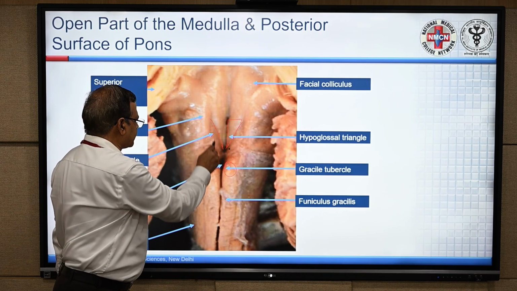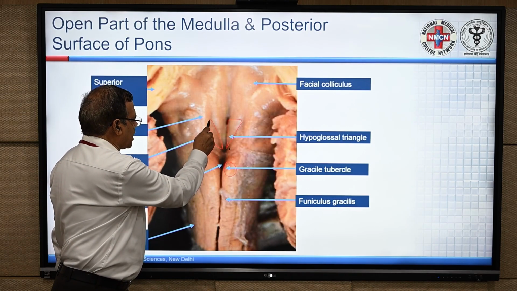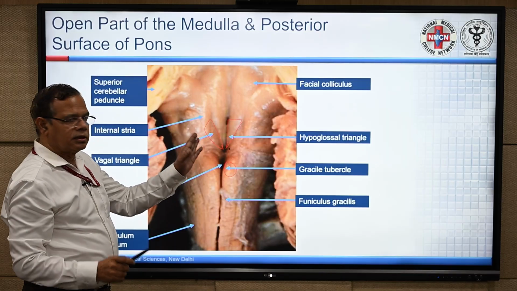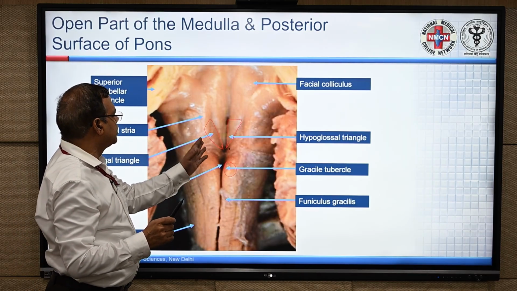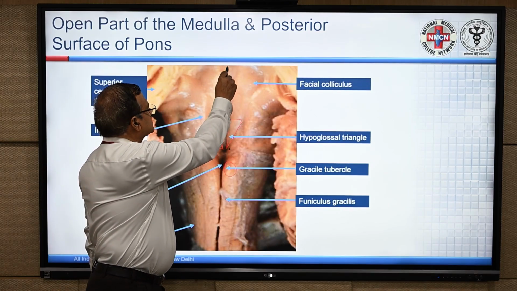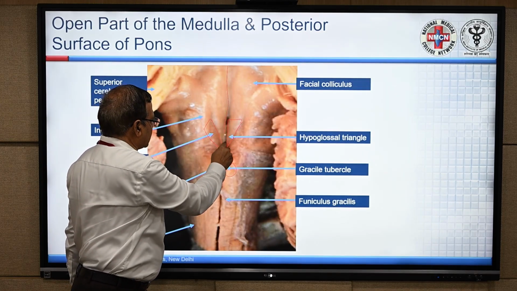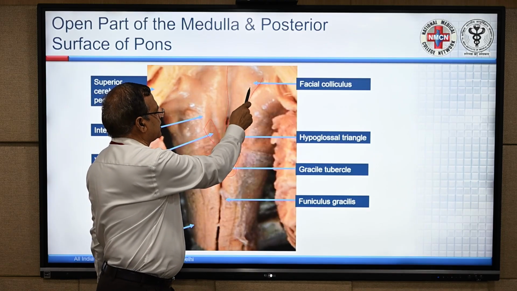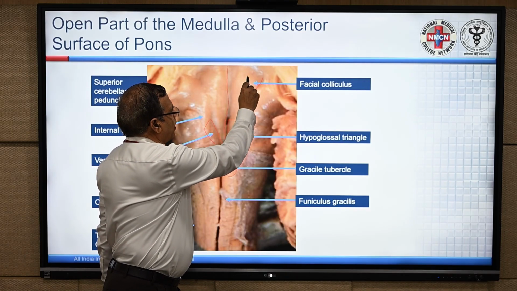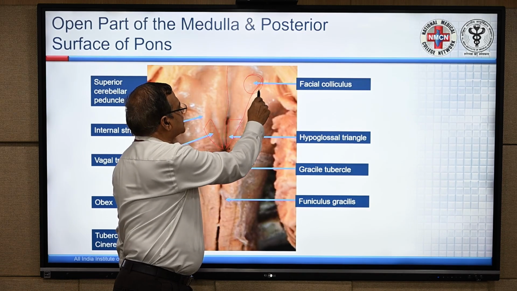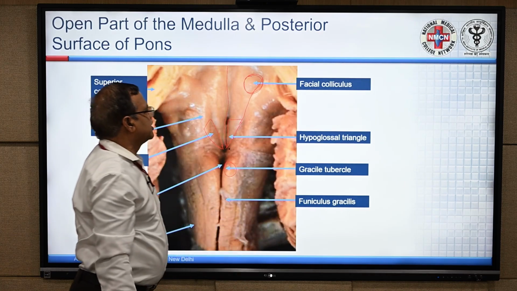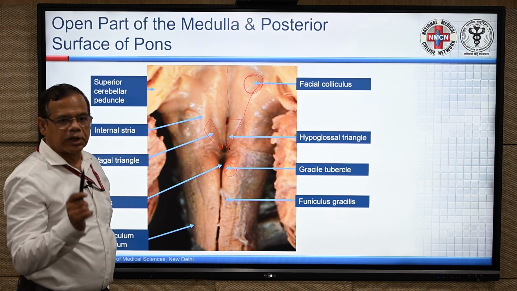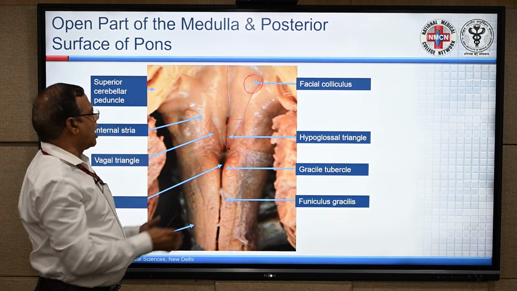Lateral to it there is another triangle. This triangle is the vagal triangle. Deep to it lies the vagus nerve nucleus. This is the median sulcus. Lateral to it is the median eminence. In the upper part of the median eminence there is an elevation. This elevation is called facial colliculus. Deep to it lies the abducens nerve nucleus.